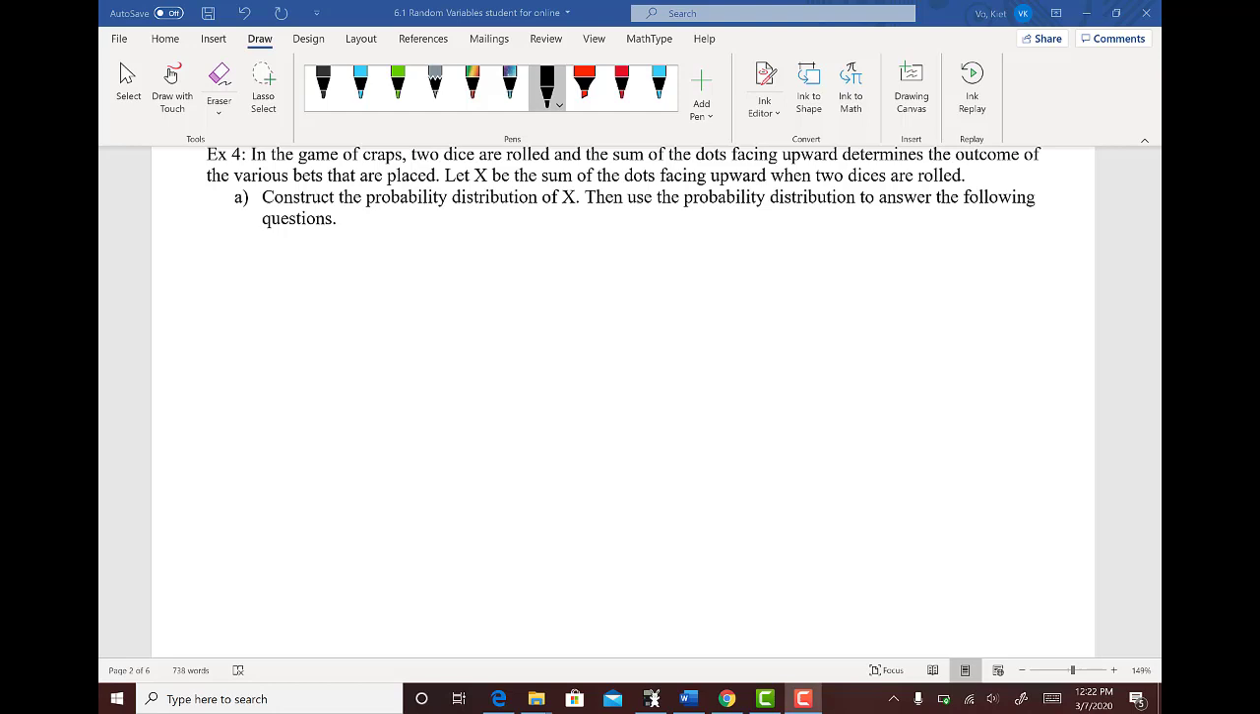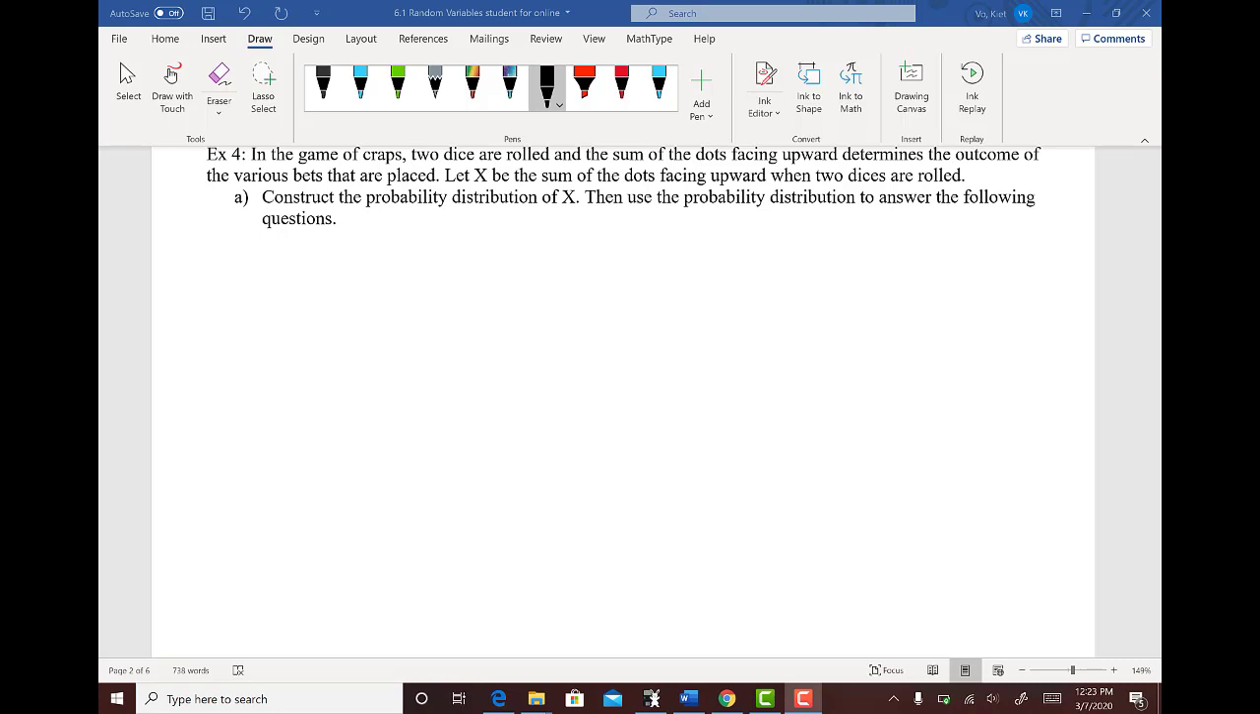Okay, let's try another example where we construct a probability distribution for a random variable. If you've ever been to a casino, there's a game called craps, where they roll two dice and people bet on the sum of the dots facing upward, which determines the outcome of the different bets that are placed. So let's say our random variable x is the sum of the dots facing upward when two dice are rolled.